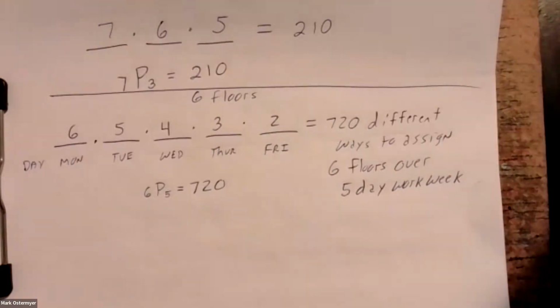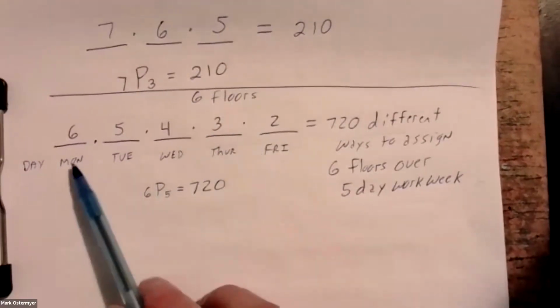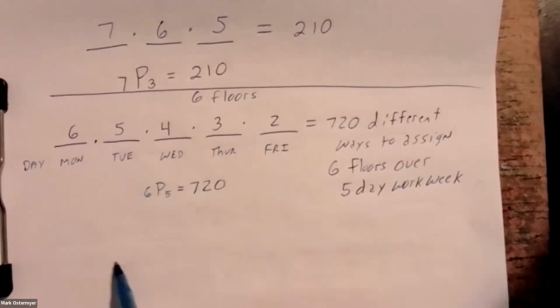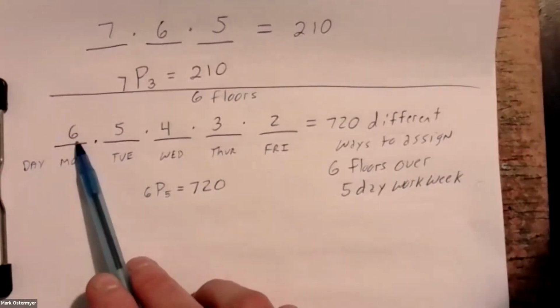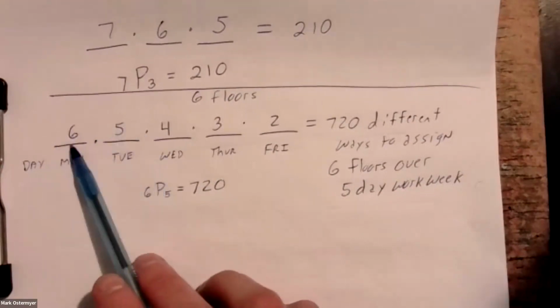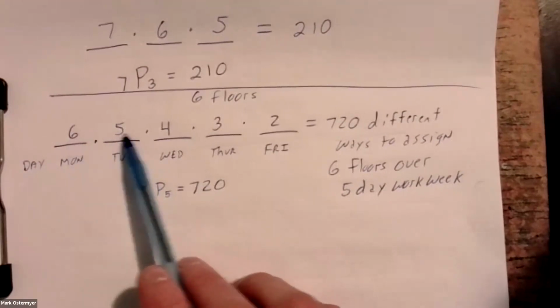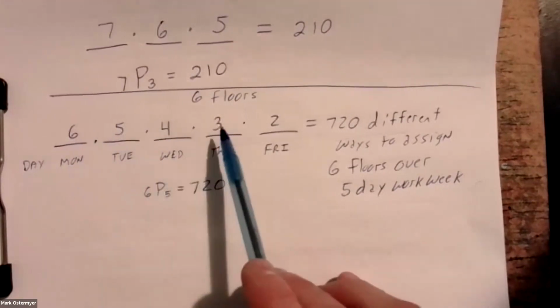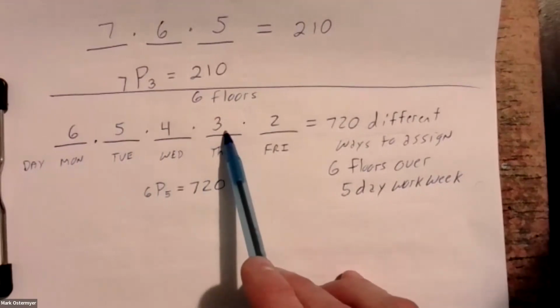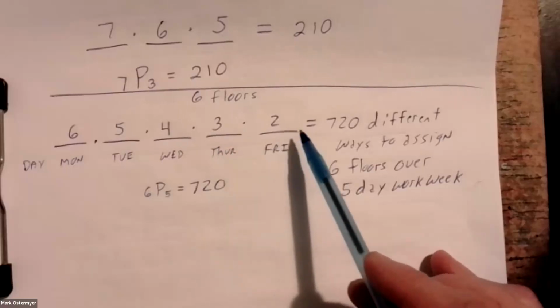Okay, so for this problem, it comes down to how many different ways can you assign 6 floors to the 5 different days of the work week? On Monday, there's 6 ways to assign a floor. On Tuesday, having assigned one on Monday, there's only 5 floors left to assign. Now you've assigned 2 floors, so there's only 4 floors left for the third day, Wednesday. Now you've assigned 3 floors, so you only have 3 floors left for Thursday and 2 floors left for Friday.